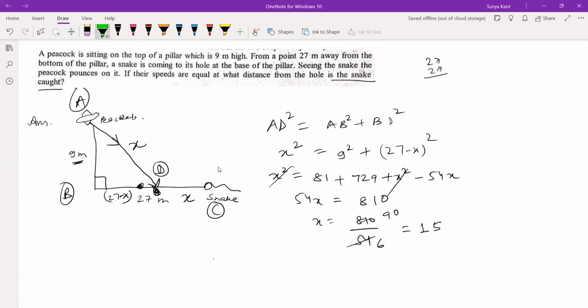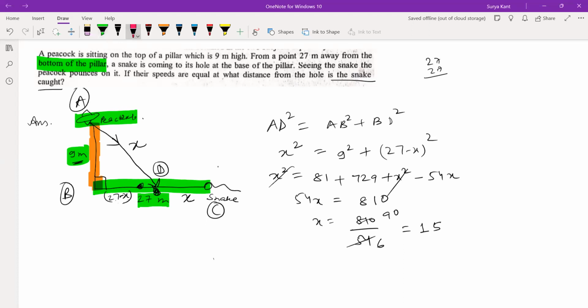See what we just discussed from the starting. A peacock is sitting at the top of the pillar. So this is a pillar, okay? And the peacock is sitting over here at the top. This is 9 meter high. From a point 27 meter away from the bottom of the pillar, 27 meter away from here to here.